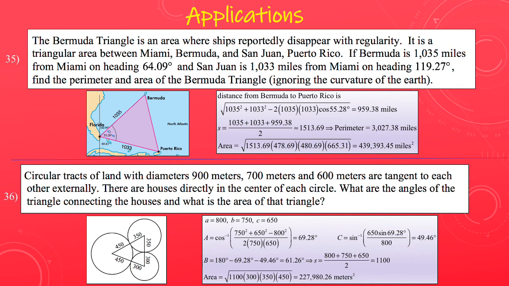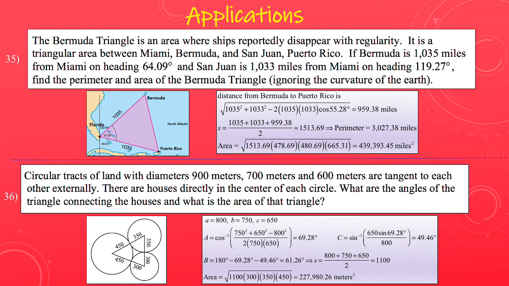We then go for the smallest side, which will be the 650 or angle C, and we get the inverse sine of 650 sine 69.28 over 800, and we get 49.46 degrees. And therefore, angle B is 180 degrees minus the 69.28 minus the 49.46, which is 61.26 degrees. So those are our three angles.